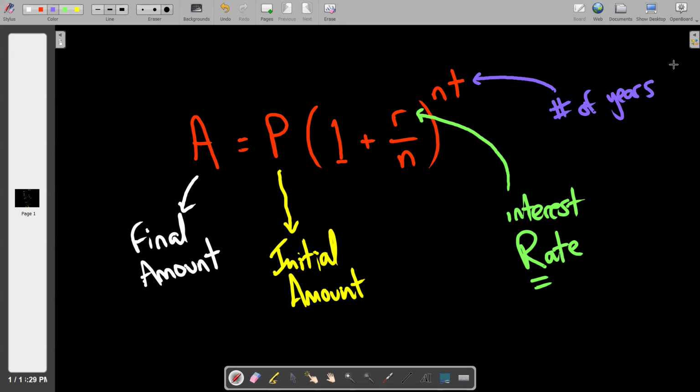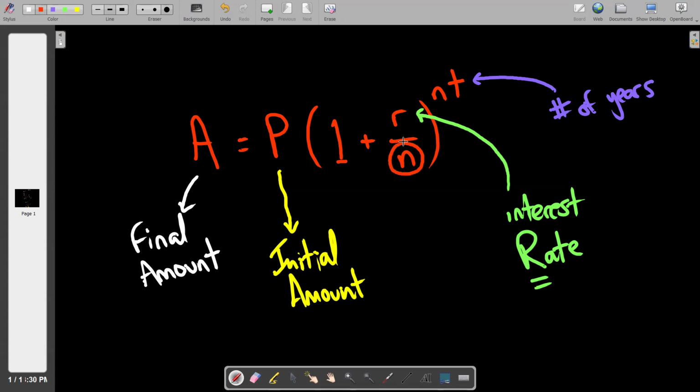If the question is like, okay, Trinity made an investment of $5,000. She got an interest rate compounded annually of 5.6%. How much money will she have after 13 years? Then, you know, boom, I'm putting 13 in place of T. Good.